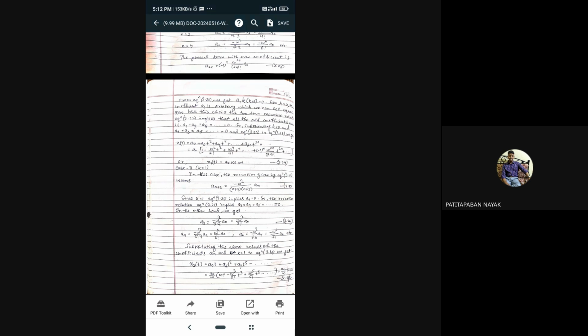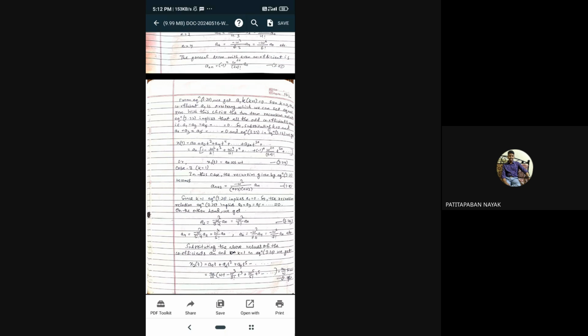So if k is equal to 1, similarly you can have the recursion relation a n plus 2 is equal to minus omega square by n plus 3 multiplied by n plus 2 whole multiplied by an. Since k is equal to 1, equation 3.20 implies a1 is equal to 0. So the recursion relation equation 3.25 implies a1 is equal to a3 is equal to a5, and so on and so forth, is equal to 0.